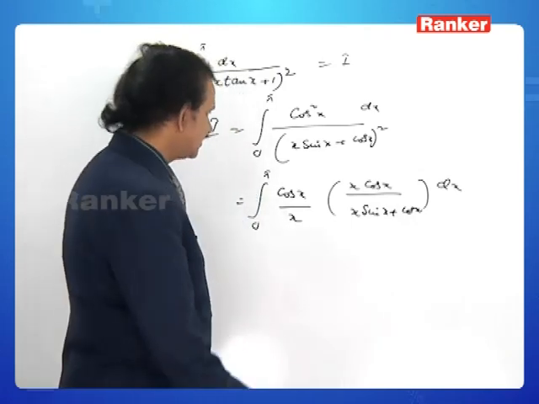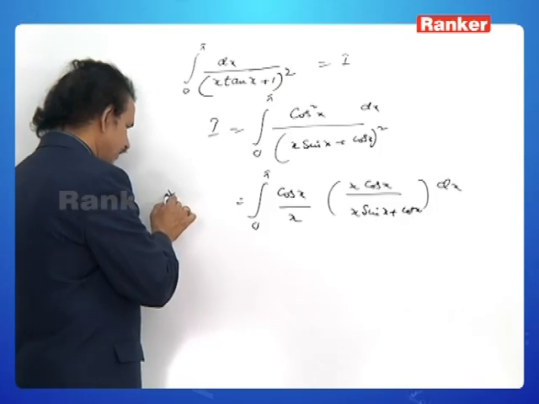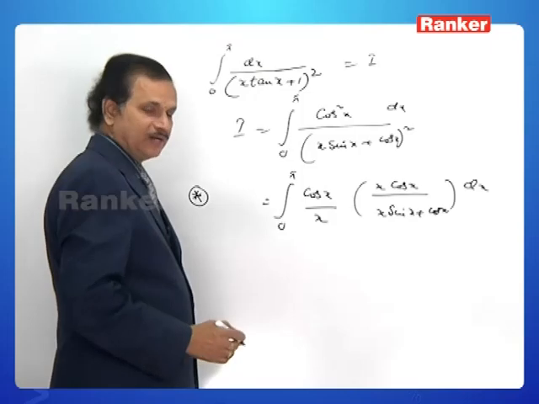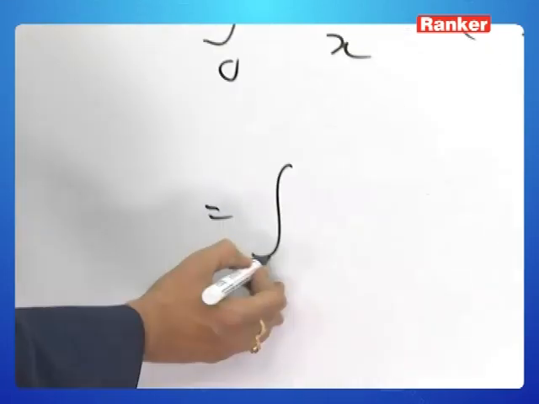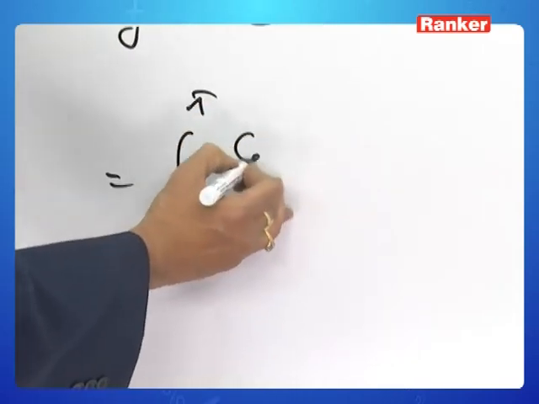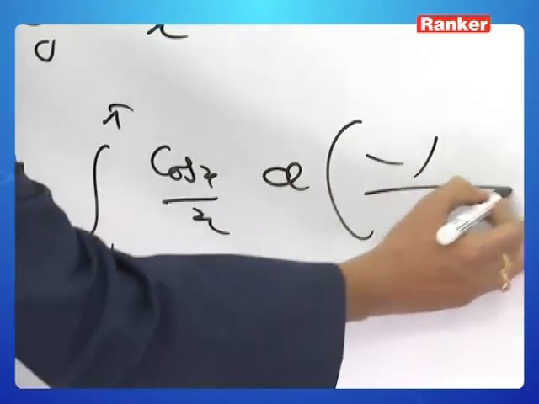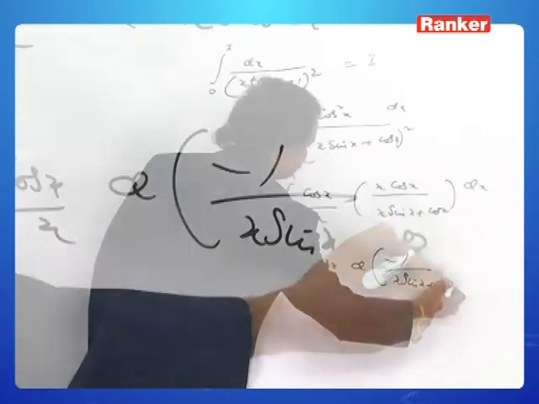Yes. This is of course the key step required. It's very, very important to observe. Moreover, at this juncture, we observe this integral 0 to pi cos x by x into d of minus 1 by x into (x sin x plus cos x).